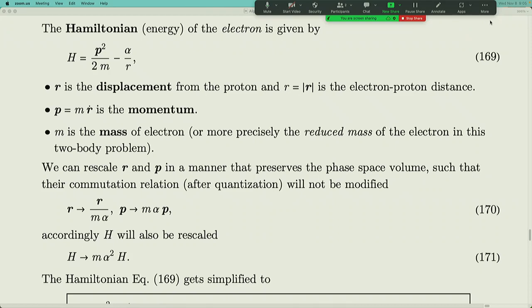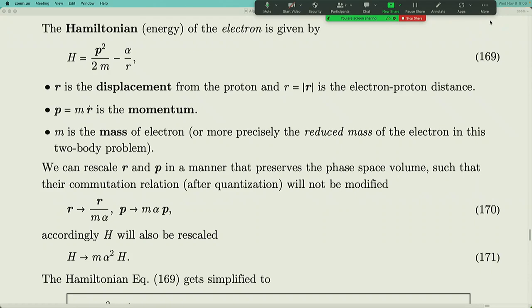So the potential energy will be inversely proportional to the distance, and then the kinetic energy will be proportional to p squared. And then you can see in this Hamiltonian there are some parameters like the electron mass, and this alpha describes the strength of the Coulomb force.